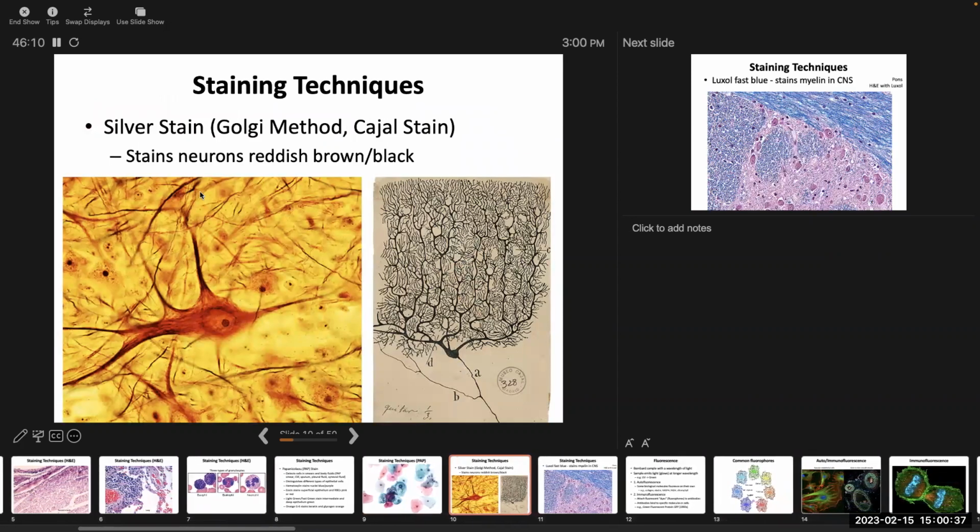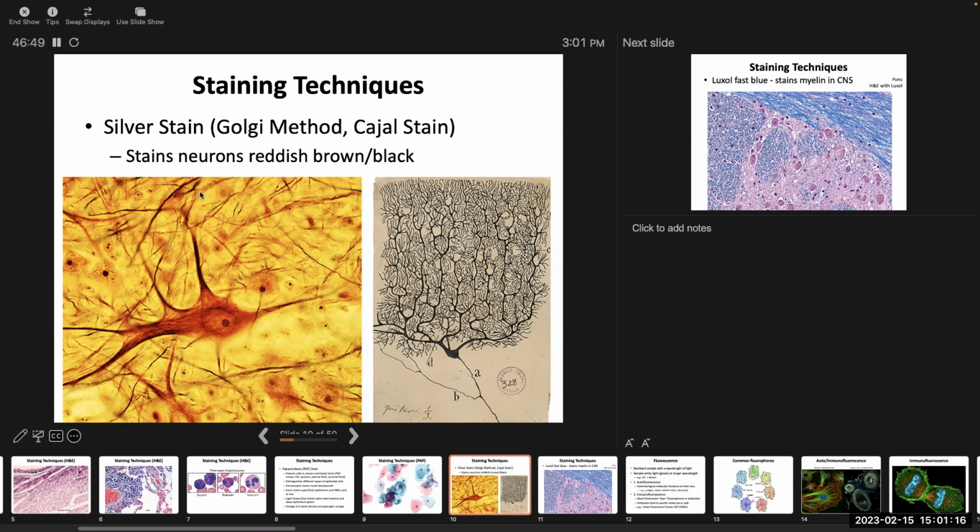Another staining technique that you're very likely to see in biology and in the medical field, especially if you are looking at images of nerve cells, is the silver stain. There are a couple of different variations on the silver staining method. It was originally developed by Camillo Golgi back in the 1800s, who invented the silver staining technique and used it to stain neurons.